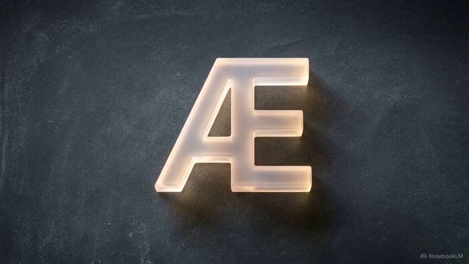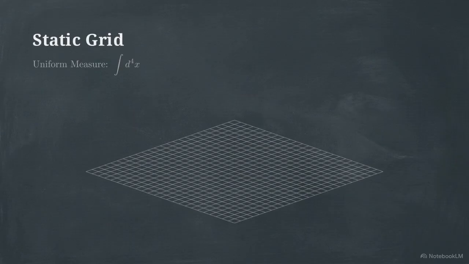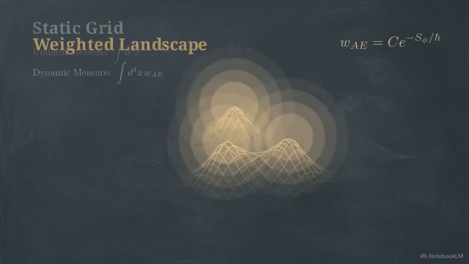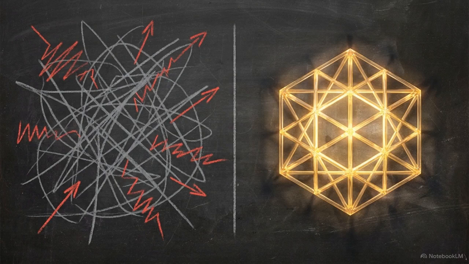This brings us to the AE framework. Its central thesis is straightforward. The integration measure of the action cannot be a static grid. It must be dynamically weighted by the system's own phase coherence. In practical terms, we are encoding a structural bias directly into the math. The equations themselves will penalize chaotic configurations and reward structural order.